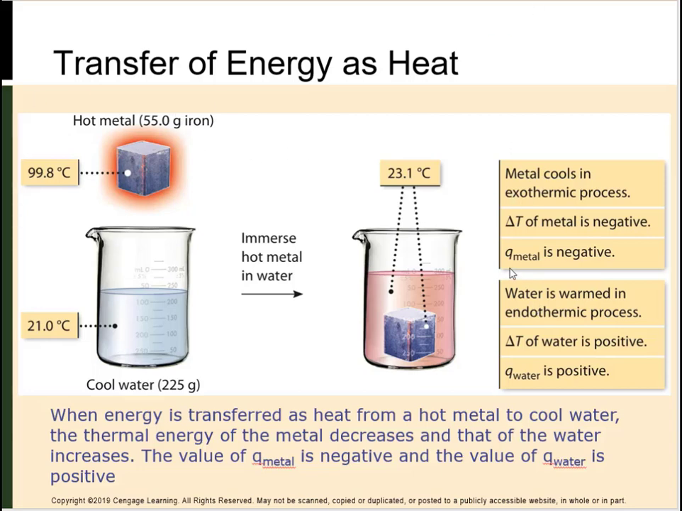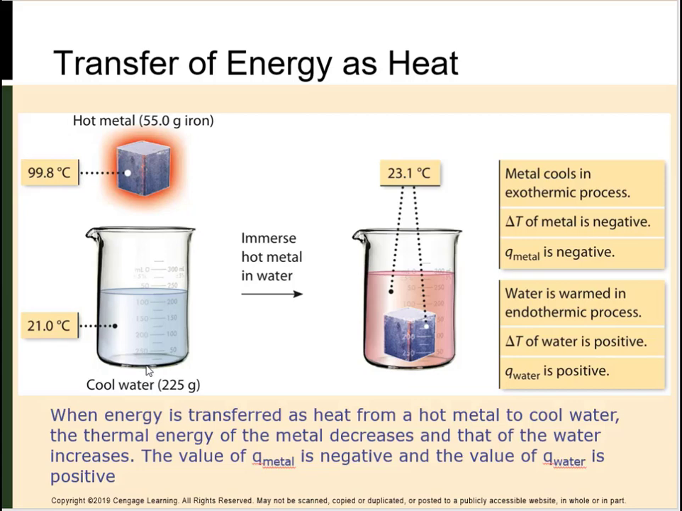So our metal to the water, so Q, the heat of the metal, has a negative value because the temperature of the metal has decreased, right? If I went from an initial temperature of 99 to a final of 23. So if I did 23 minus 99, that's our delta T, our final minus initial. I'm going to have a negative temperature. So my Q is negative. Conversely, the Q of the water is positive, right? Because if I did final 23.1 minus initial of 21, I'm going to have a positive value because its temperature is increasing.